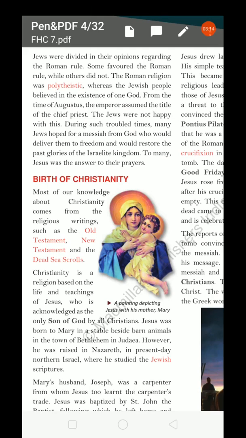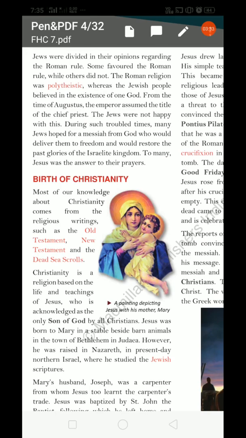The Roman religion was polytheistic. Polytheistic means they don't believe in one God. Everyone made their own gods. Whereas the Jewish people believe in the existence of one God.